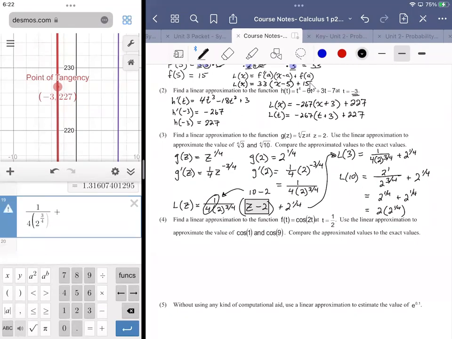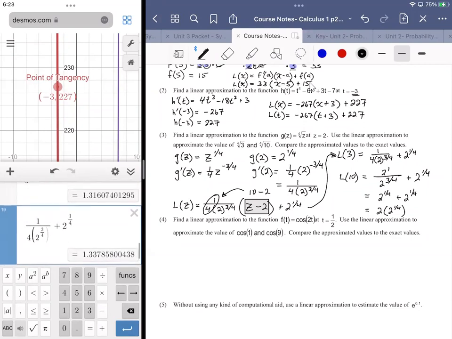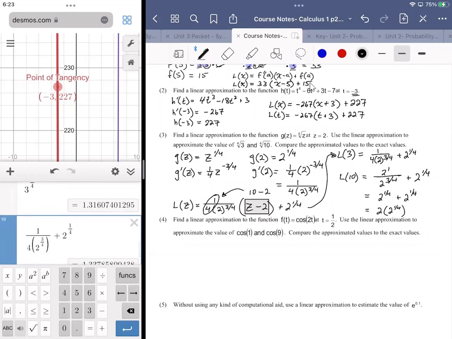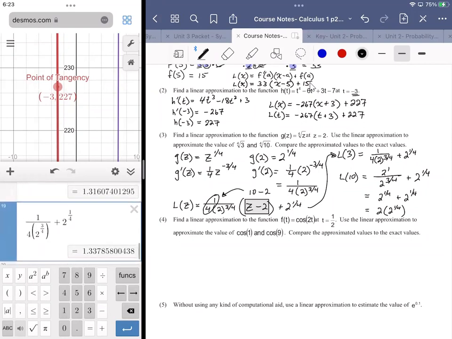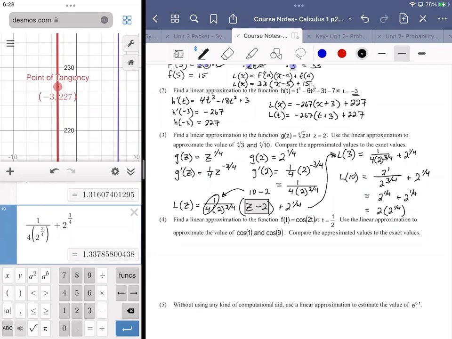Plus 2 to the 1/4. You get something that's right there in terms of being a pretty good approximation. Right, so 1.316 is what the correct, quote unquote, correct answer would have been. We came up with 1.338. Right, so they wouldn't round to the exact same answer if you went out too far, but it's pretty close. So it's not too bad.